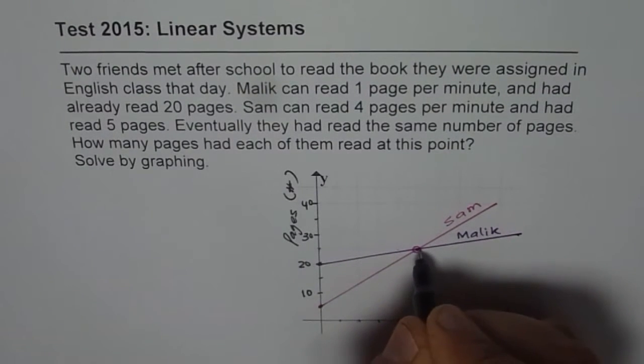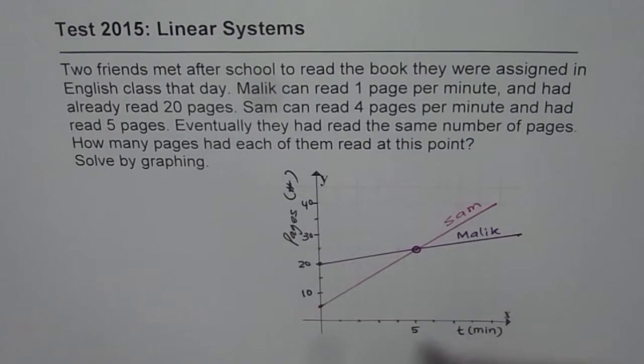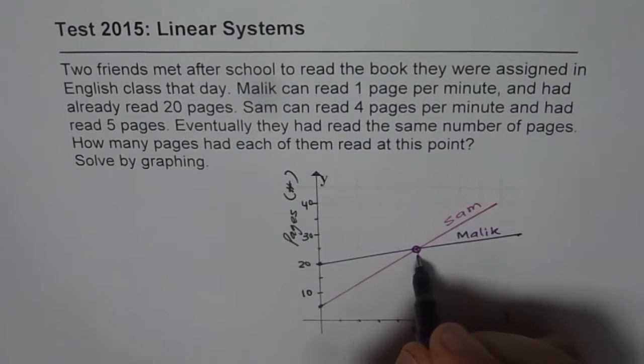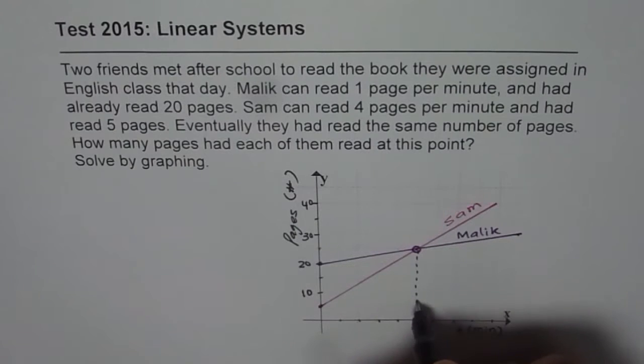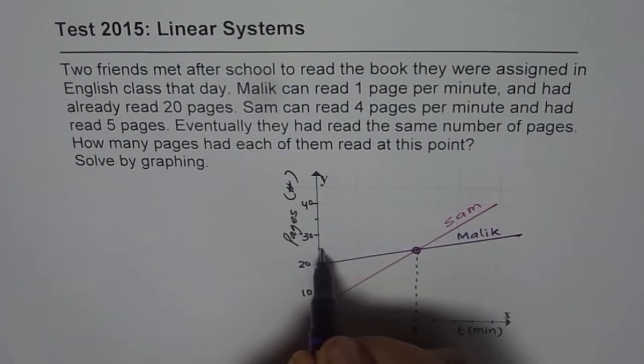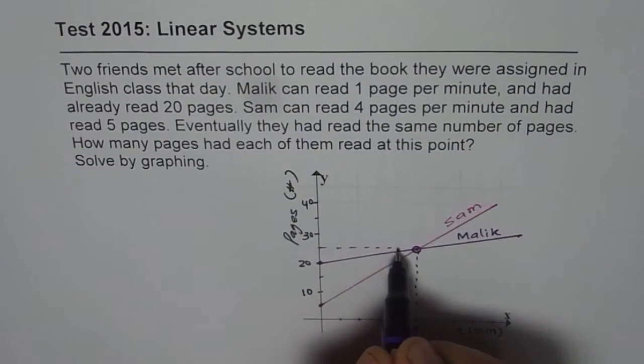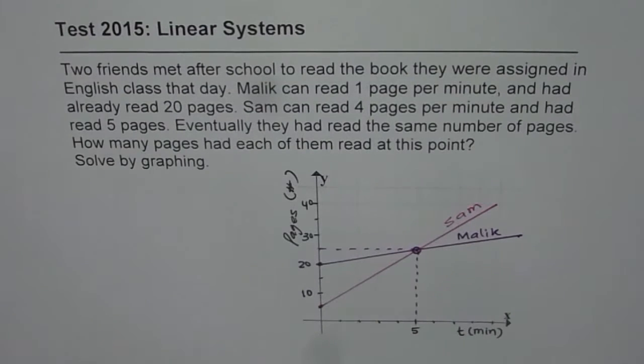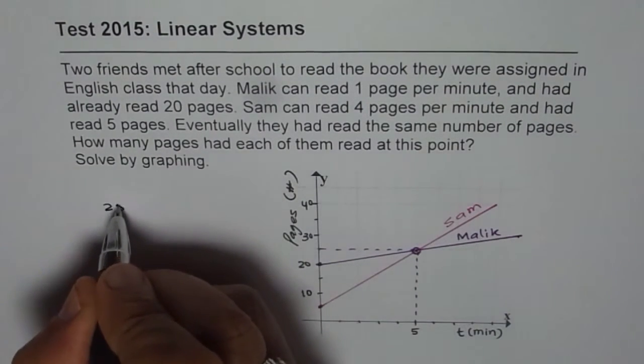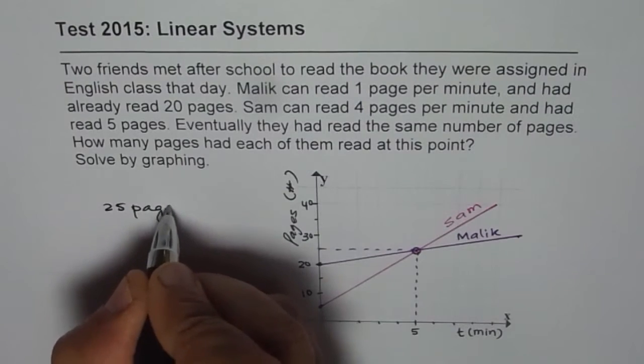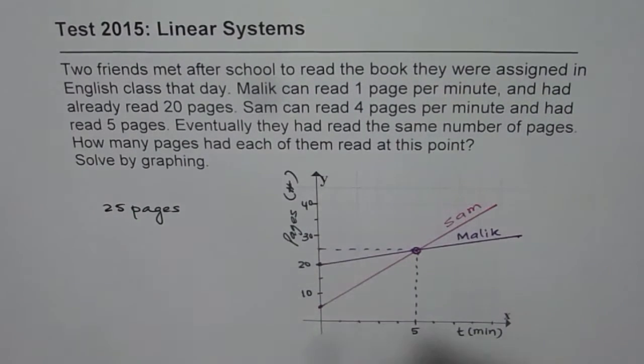Clearly, they intersect at t equals 5, right? And the total number of pages at this stage read by each of them is 25, correct? So how many pages had each of them read at this point? So both had read 25 pages, right? So that is the answer, and it took them 5 minutes.